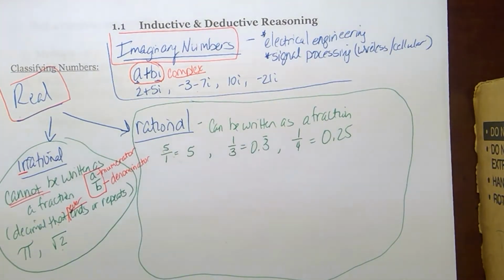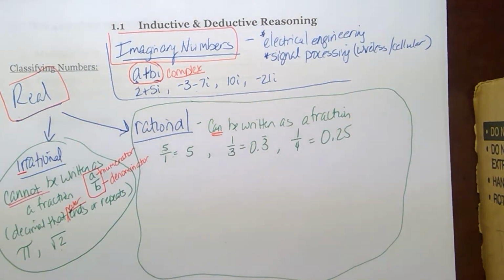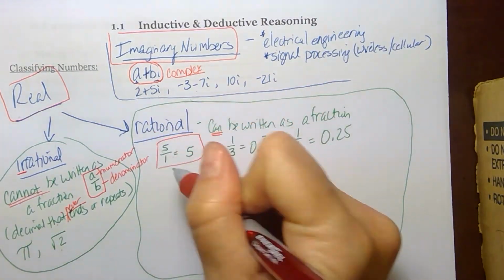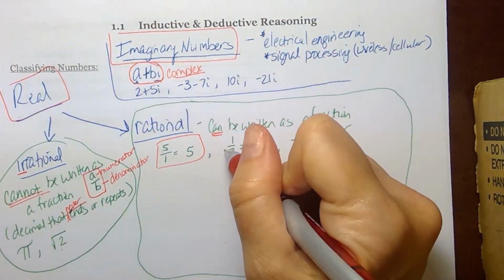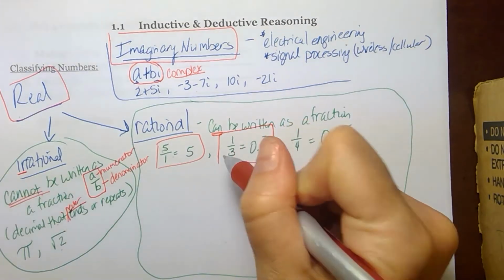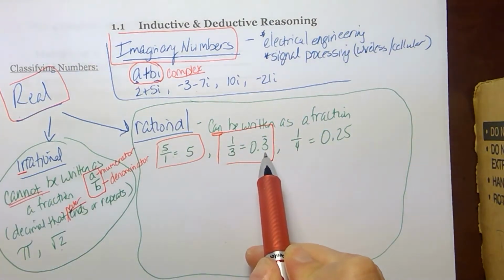Now let's talk about our rational real numbers. An irrational real number cannot be written as a fraction. A rational real number can be written as a fraction. So here's some examples I gave you. 5 over 1 is just 5. 1 over 3, 1/3, is equal to 0.3 repeating. That's what that line over the 3 means.